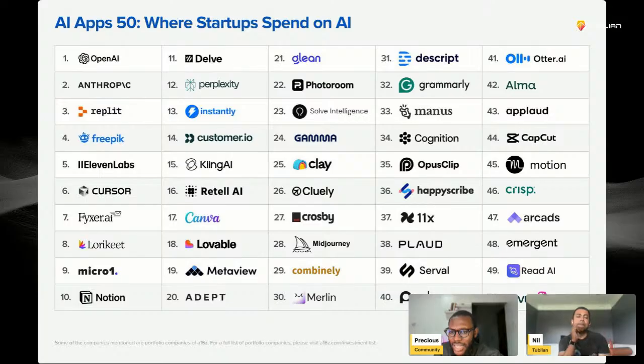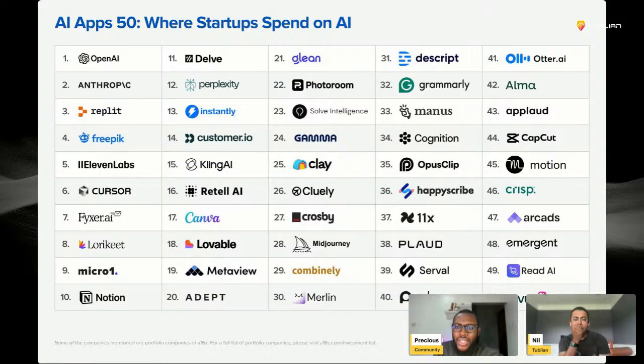I've not seen Fixa AI. I don't think I know about it. I don't know much about Micro One or Lorikeets. But I think the other ones are really familiar. And Cognition is here. These are the guys that built Devin AI in 2023. It's impressive to see that they make this list and that they are here, right?